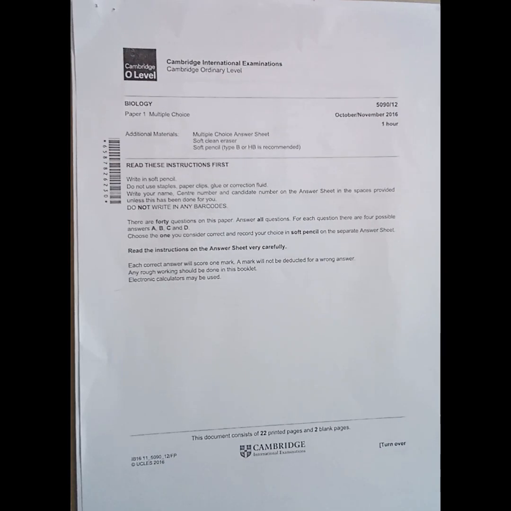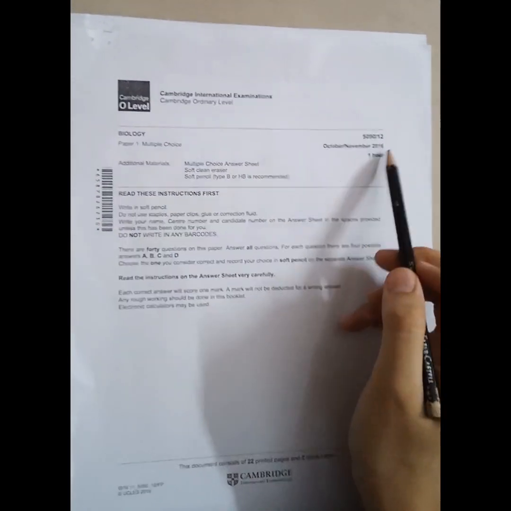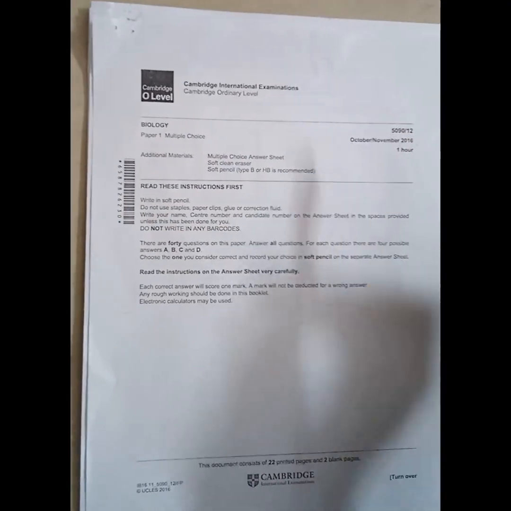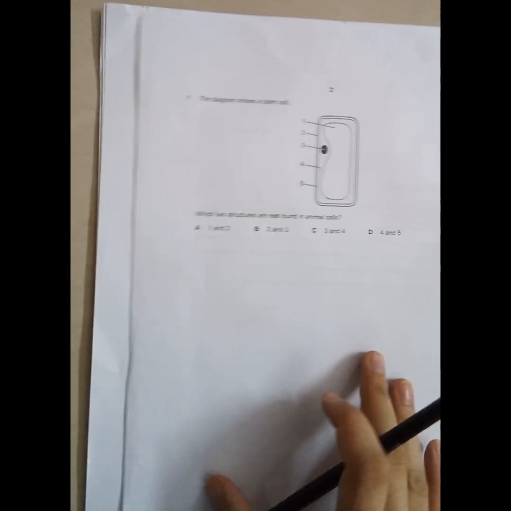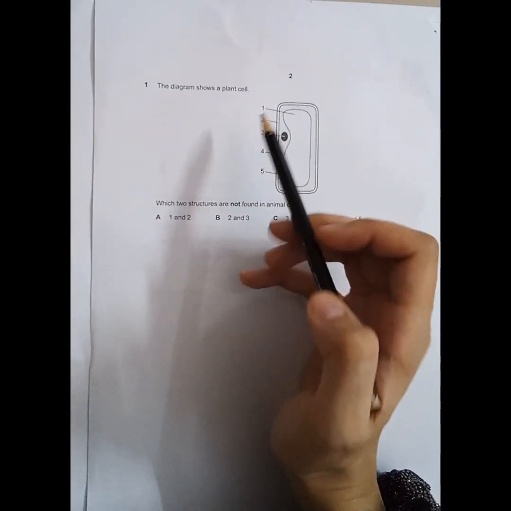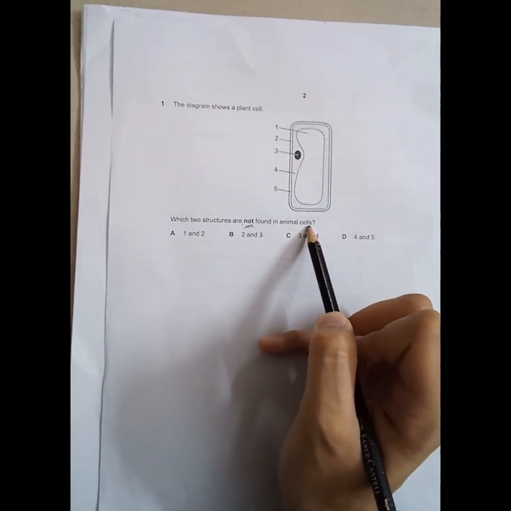Hello everyone. Today we're looking at biology paper 1, October November 2016, variant 1 2. So let's begin. The first question says the diagram shows a plant cell. Which two features are not found in animal cells?